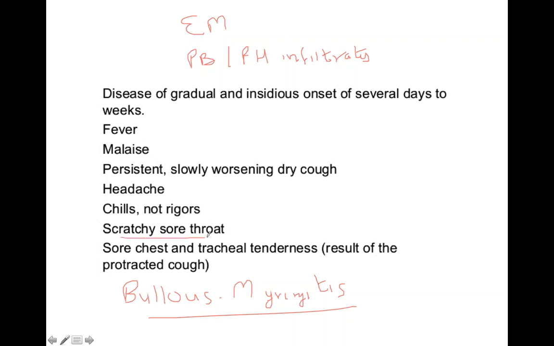Scratchy sore throat, tracheal tenderness. This is also characteristic. Tracheal tenderness is characteristic of mycoplasma. Okay, so these are very important points.